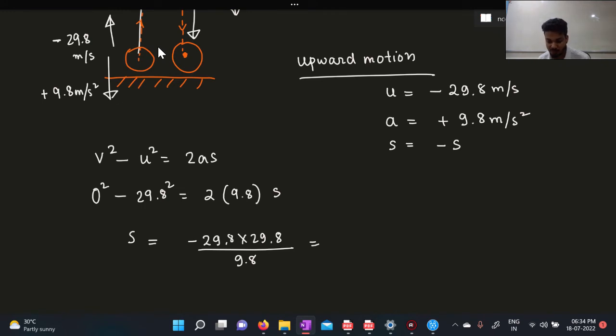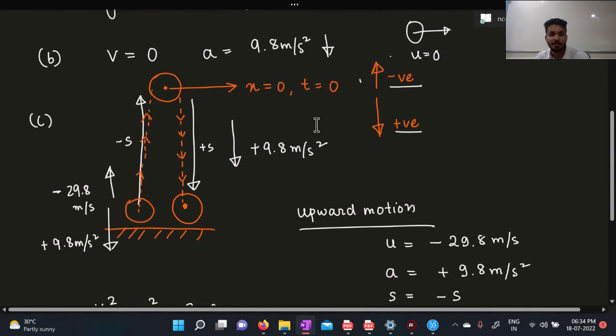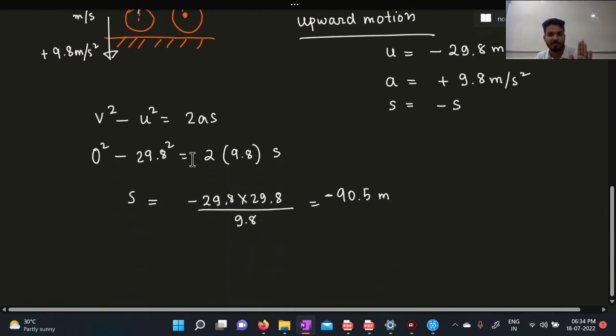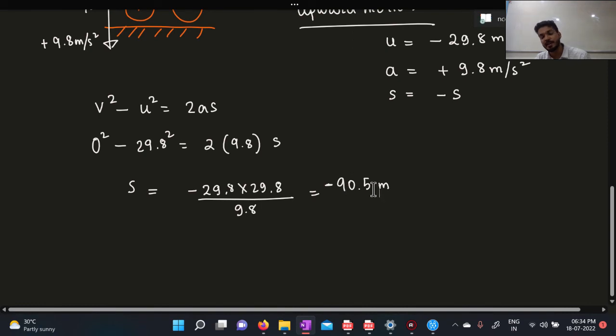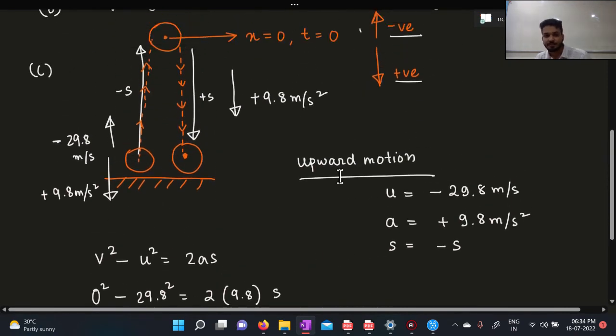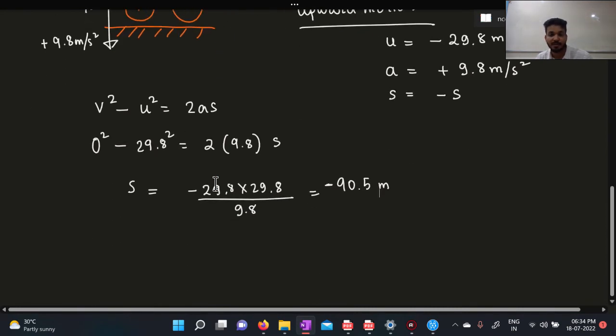So 29.8 squared divided by 9.8 comes to about 90.5 meters, so the displacement is minus 90.5 meters. And minus indicates what? In our reference, minus indicates upwards, so this perfectly makes sense. The body is going to go upwards by 90.5 meters. If it went upwards by 90.5 meters, obviously it's going to come down by 90.5 meters.